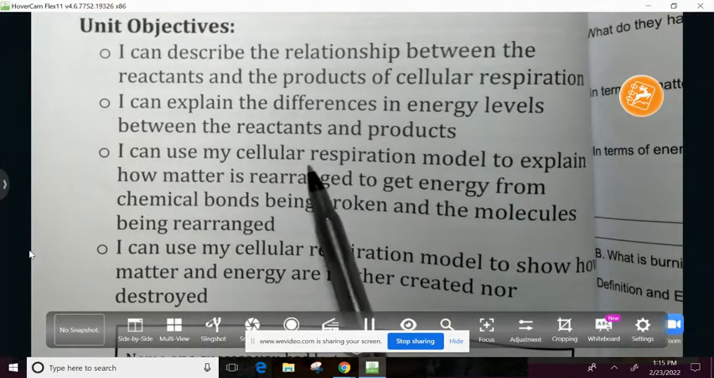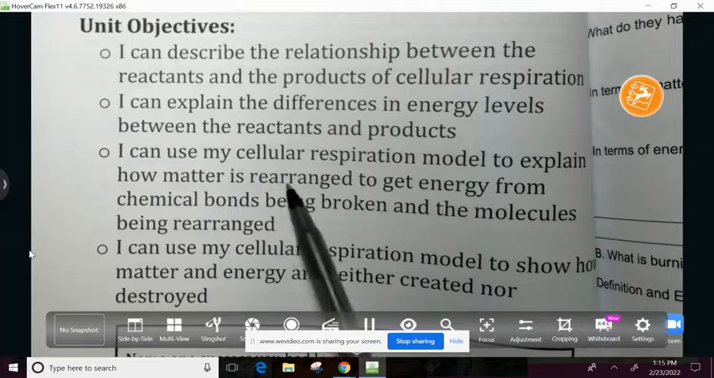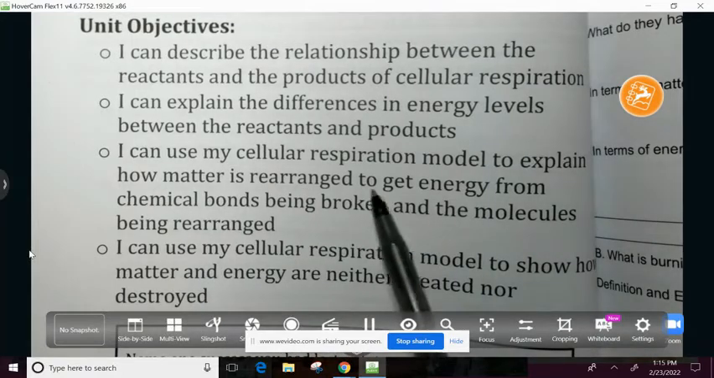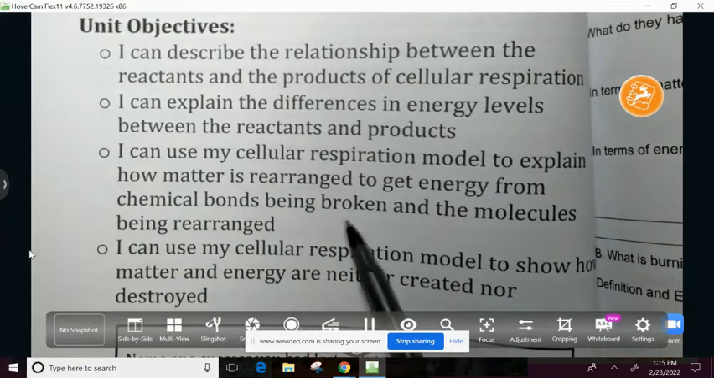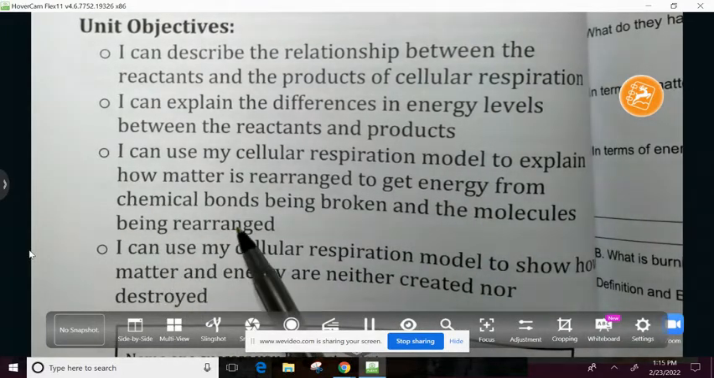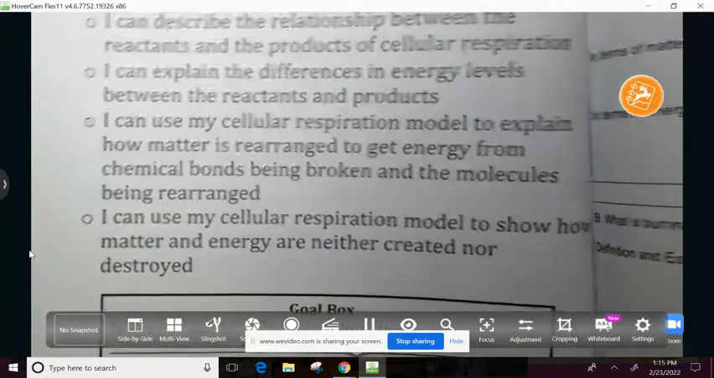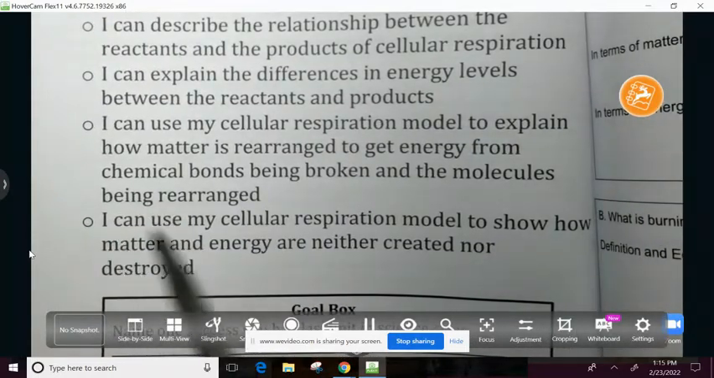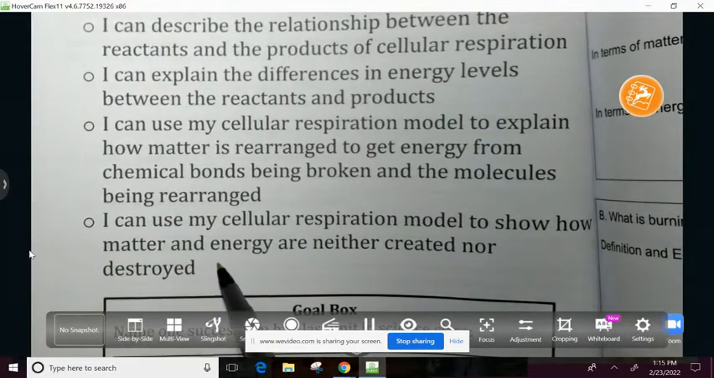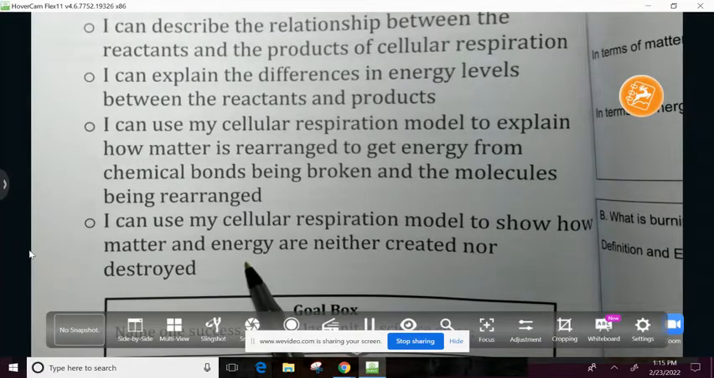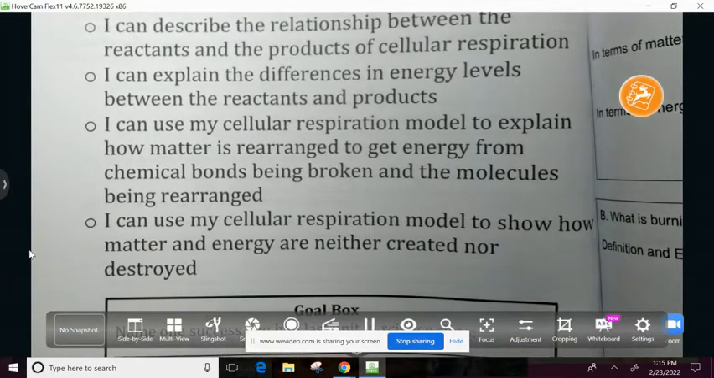We're going to use the cellular respiration model to explain how matter is rearranged. We learned that last time, to get energy from chemical bonds being broken and the molecules being rearranged. So this goes right into what we learned last time. And then we're going to use the cellular respiration model to show how matter and energy are neither created nor destroyed. So that would be the law of conservation of mass and the law of conservation of energy.